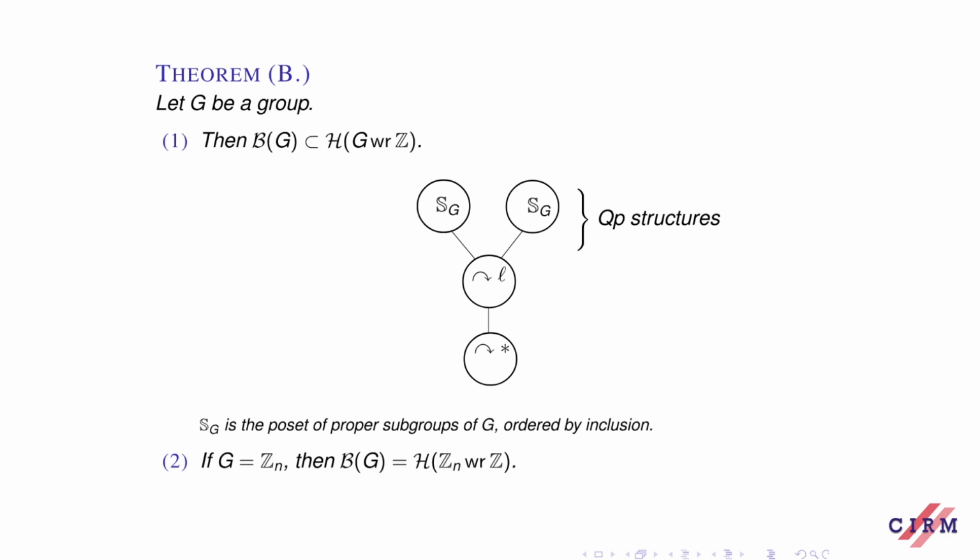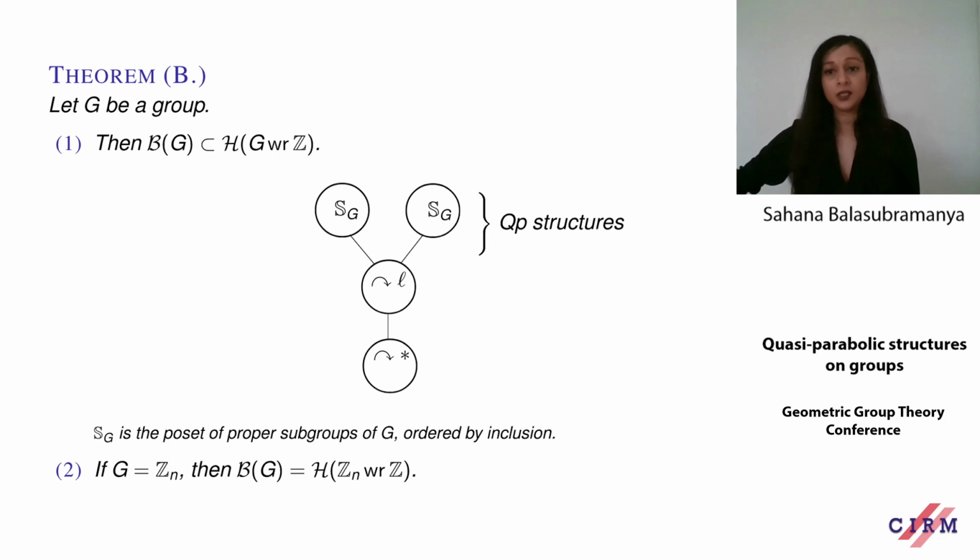Moreover, if G is a finite cyclic group of order n, then this embedding is an equality. So for the lamplighter groups, this is exactly the structure of the hyperbolic structures on our group.